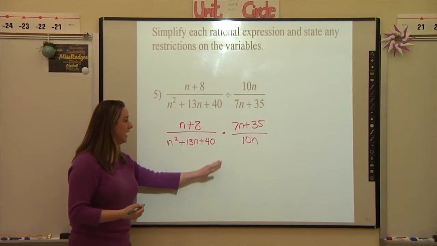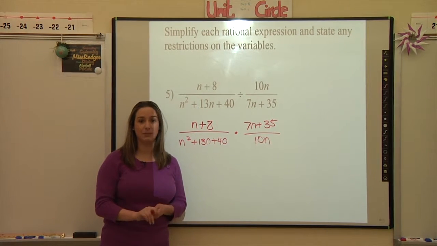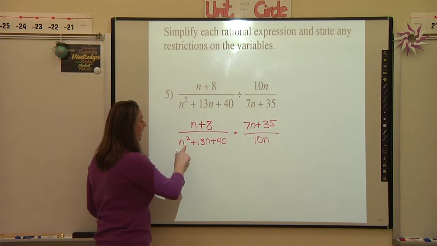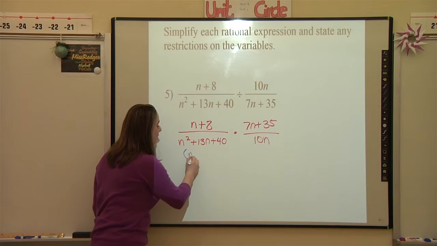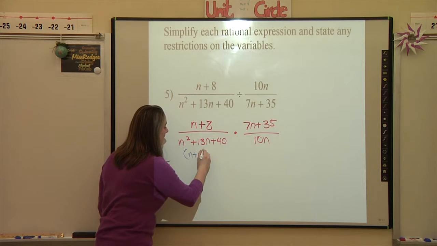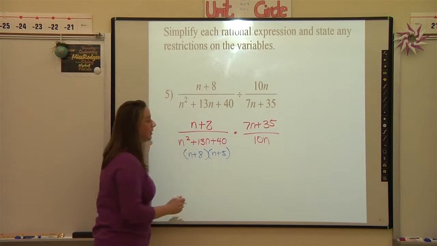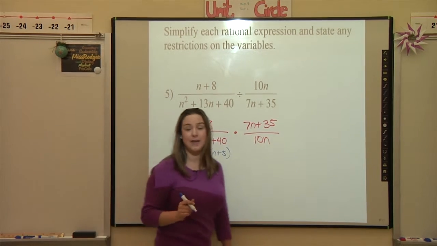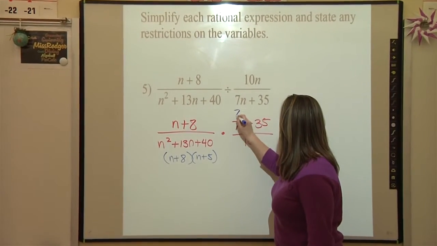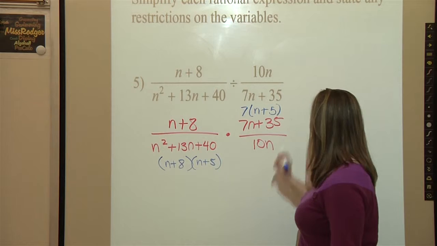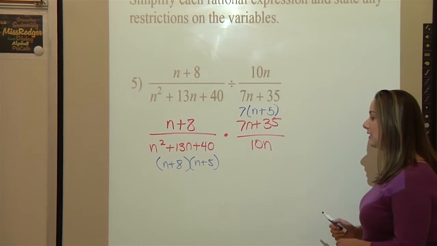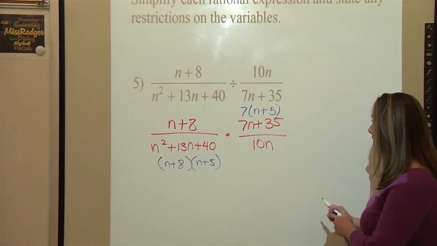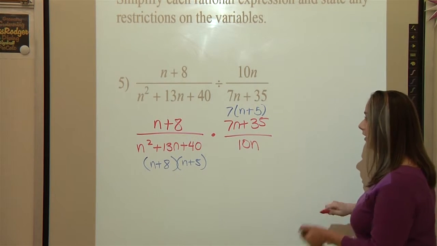Now I'm ready to keep working, and this is now a multiplication problem, which we started to talk about last time. So if I want to think about the factors of these quadratics so I can start to simplify, n squared plus 13n plus 40 is going to factor to be n plus 8 and n plus 5. And I want to factor everything as much as possible first. 7n plus 35, I can factor out a 7 and think about this as 7 parentheses n plus 5. And now I can start to cancel stuff out and simplify and reduce. And if I want to rewrite this, that's my choice. So I am going to rewrite it and then start to cancel out.